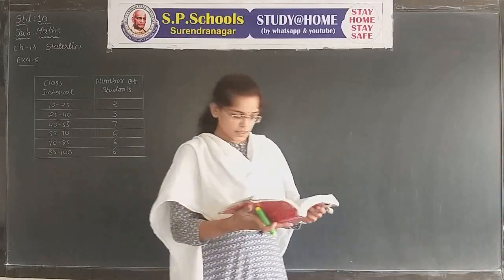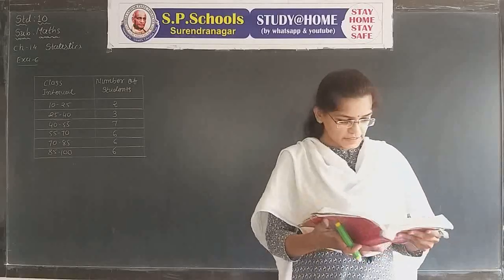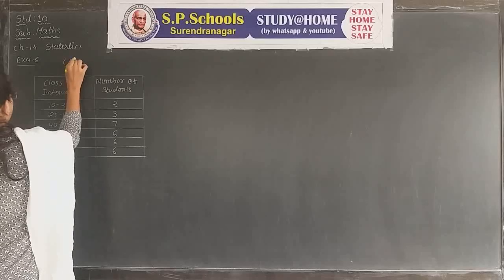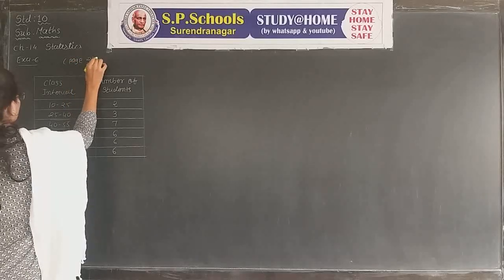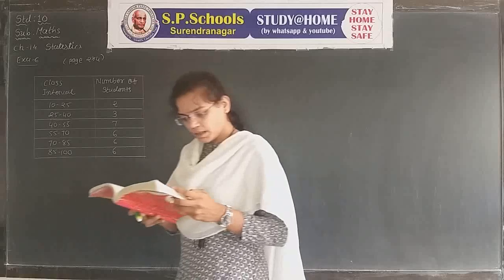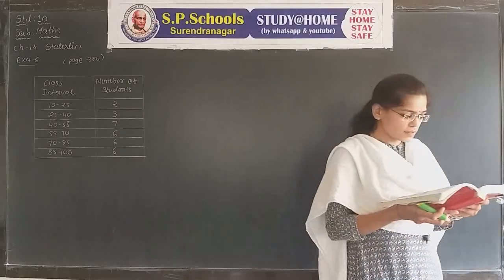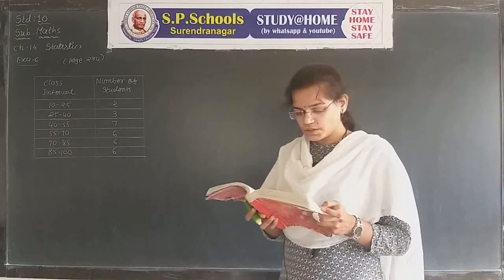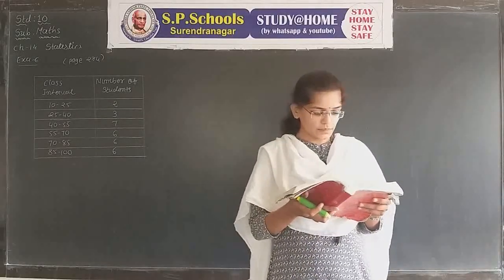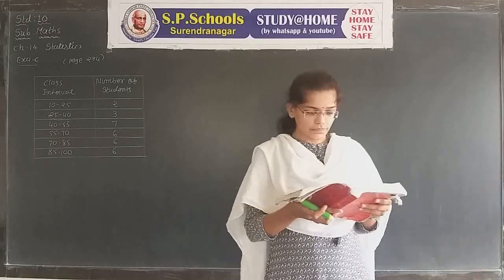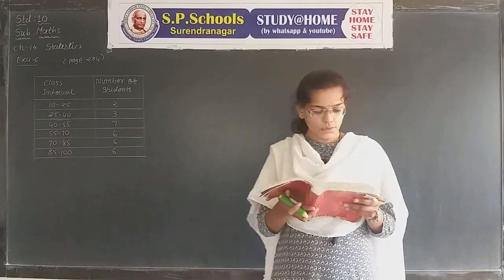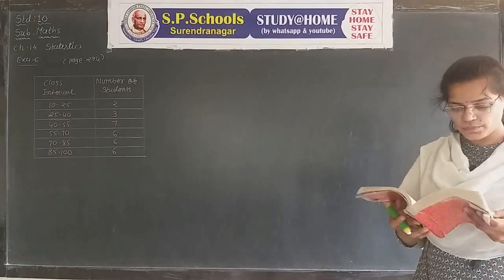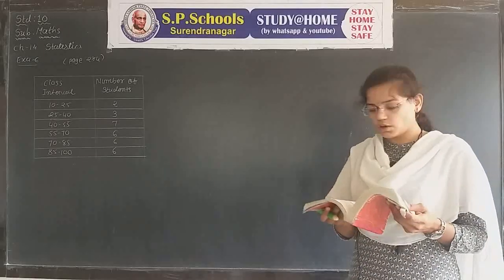Example 5 is completed. Now we discuss example 6. See in your textbook page number 274, example number 6. The marks distribution of 30 students in a mathematics examination are given in table 14.3 of example 1. Find the mode of this data. Also compare and interpret the mode and the mean. Mean means the average and mode means the most frequently occurring observation.